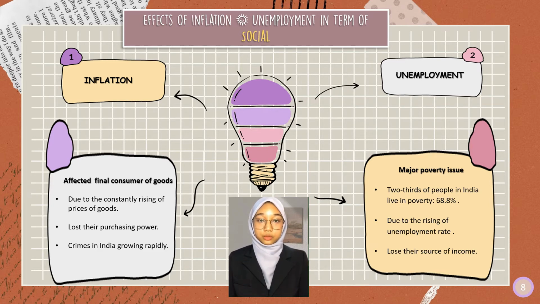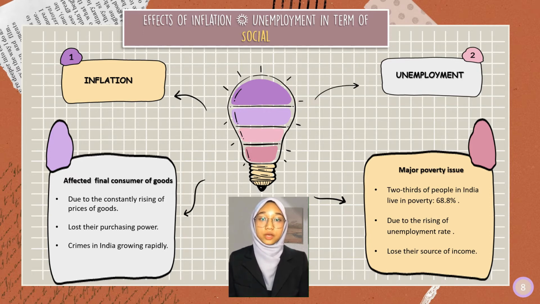I'm going to explain about the effect of inflation and unemployment rate in terms of social in India. The effect of inflation in terms of social in India is it will affect the final consumer of goods. In the simplest meaning, the people of India. This is due to the rising prices of goods, so consumers lost their purchasing power. Therefore, they will have difficulties in affording basic needs. Thus, the crimes in India will also increase.